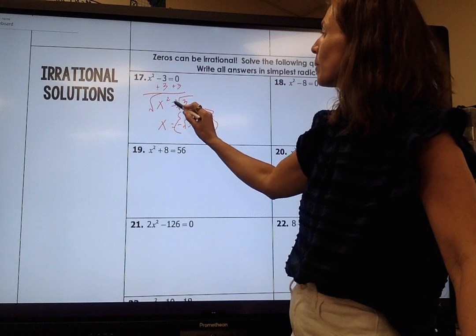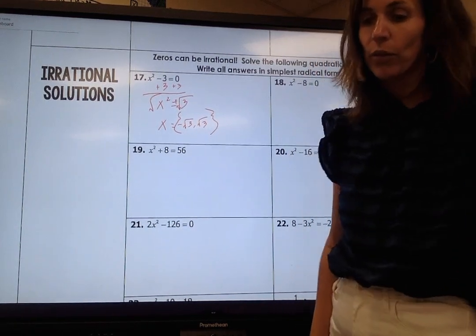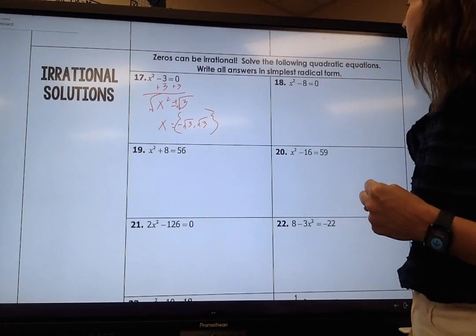So I just keep it there, but it's plus or minus square root of 3. So a negative square root of 3 and a positive square root of 3. Let's take a look at number 20.